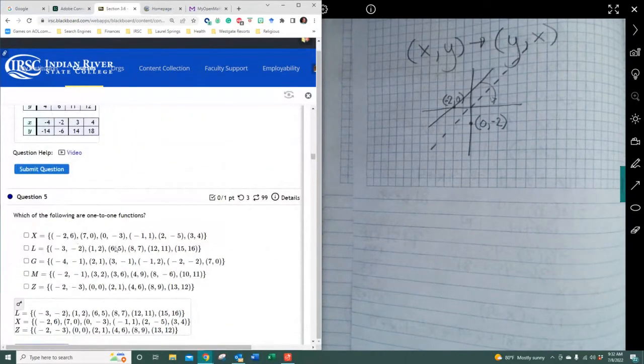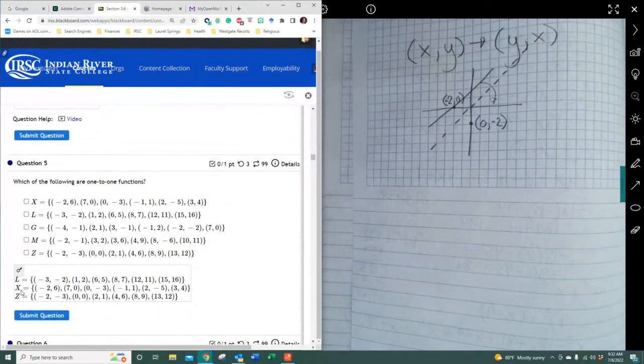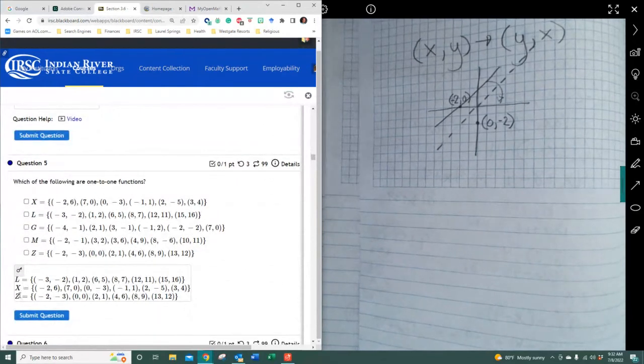Now, when we look at this, the answers are going to be X, L, and Z. G and M are not one-to-one relationships. Looking at it carefully, we can see there's a repeated, no, not for that one, this one.